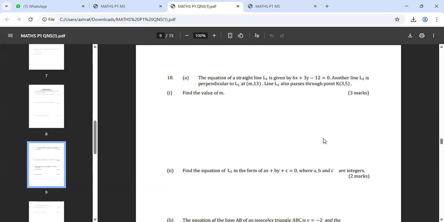Are you together? So 13 minus 5 is what? Is 8. Negative 8. Positive 8. 8 times 2, you'll get 16.